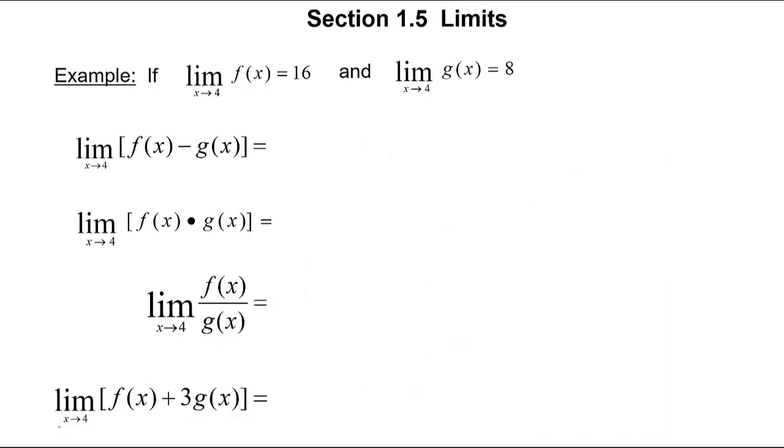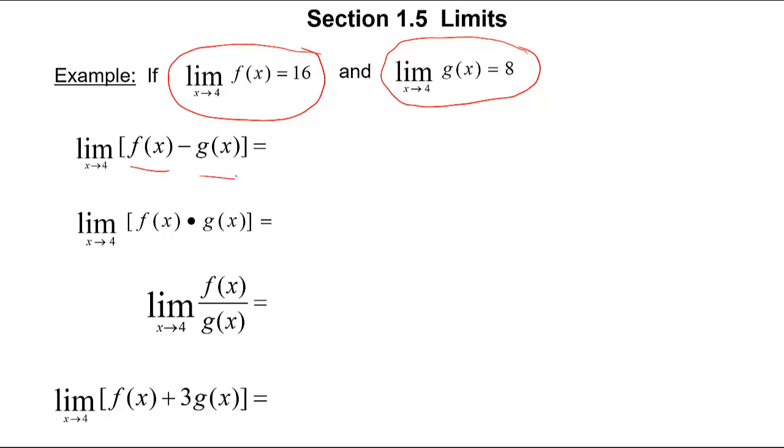Let's do some of these examples. This one starts off with some information. It says the limit of the function f of x as x approaches 4 is 16, and the limit of g of x as x approaches 4 is 8. So what is the limit of the difference of the two functions? Well, according to what I just said, all you've got to do is take each limit separately and subtract. So the answer is just going to be 16 minus 8, which is 8.